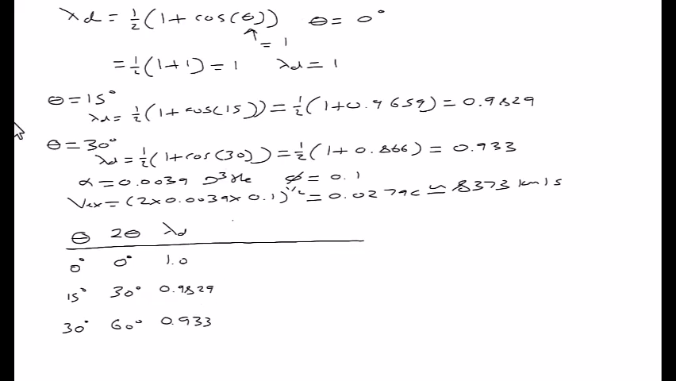And then if we calculate the exhaust velocity in kilometers per second, we already know the first one, which is 8373. For the 15 degrees half angle, it comes out as 8229, and then for the 30 degrees half angle, much larger beam divergence, 7812. So that's really interesting.